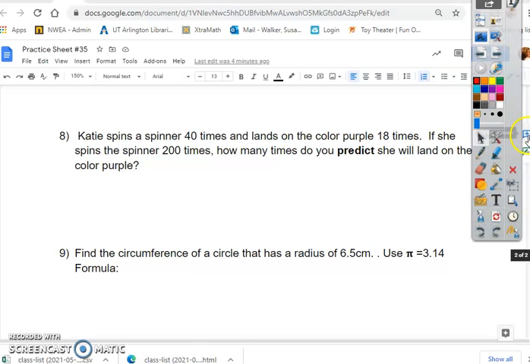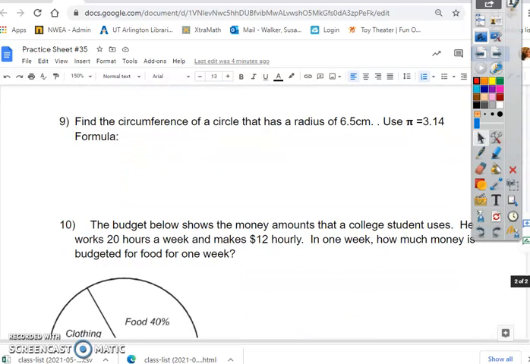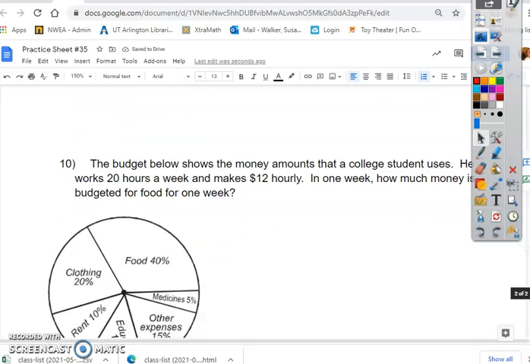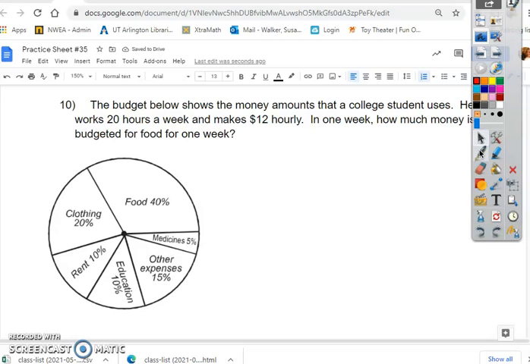Okay, guys. You are going to do number 9. Write the formula. Write the formula. Okay. Number 10.